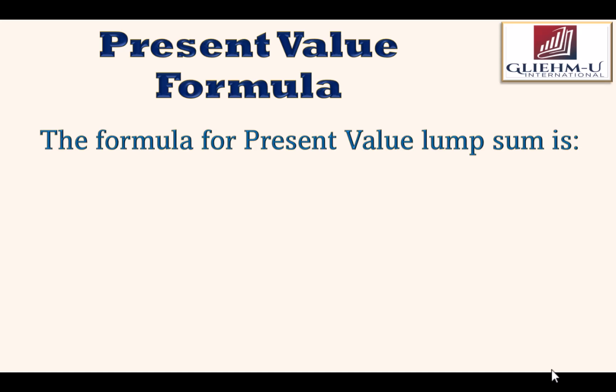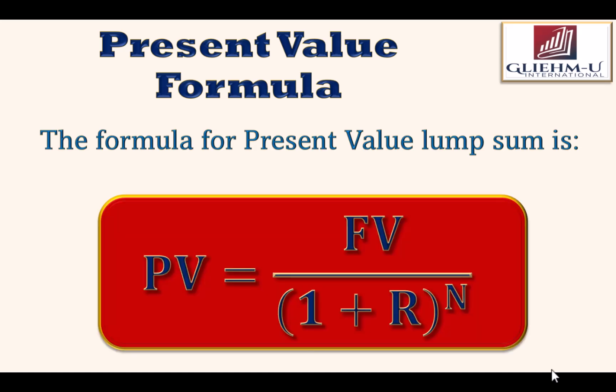Today I'd like to talk to you about computing the present value lump sum. The formula for present value lump sum is present value is equal to future value divided by 1 plus r, which is the rate, raised to the power of n, which represents the number of compounding periods or the time horizon of the investment. Other textbooks might have present value is equal to future value divided by 1 plus i raised to the power of t. It's the same thing, okay? All right.